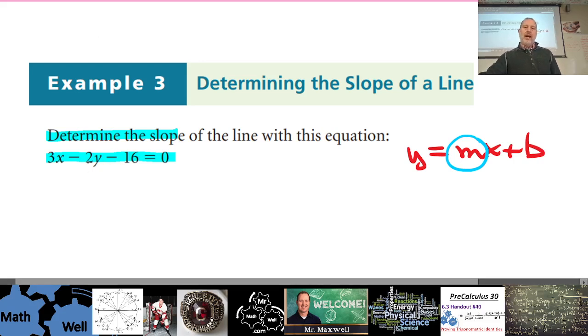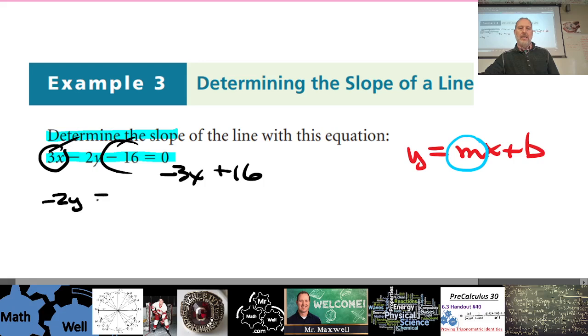So I want to get the y all by itself and positive. I'm going to leave the y on the left side and get rid of this term and this term to the other side. So I'm going to subtract 3x, and I'm going to add 16 to the right side. That's the opposite of what I have here, minus 3x and then plus 16. So I'm left with negative 2y equals negative 3x plus 16.